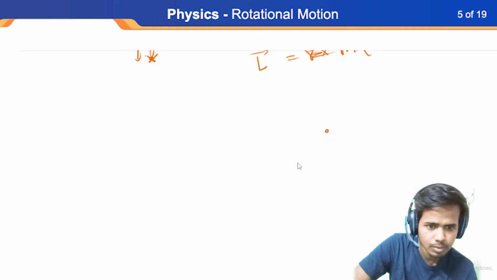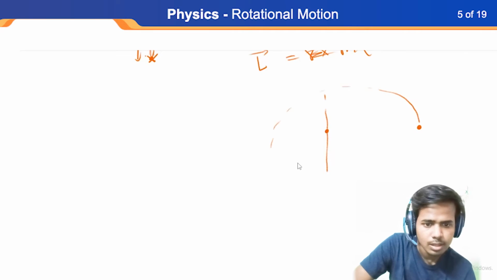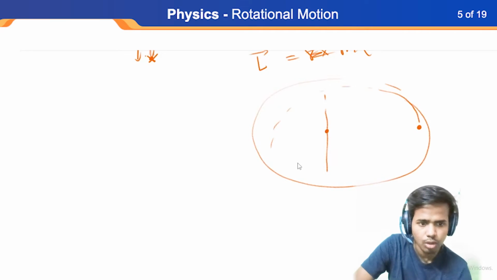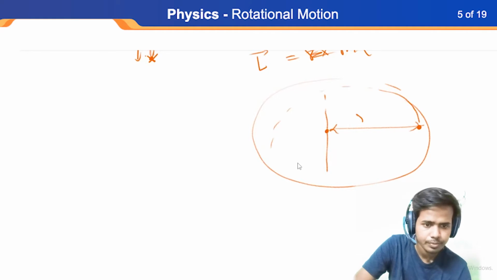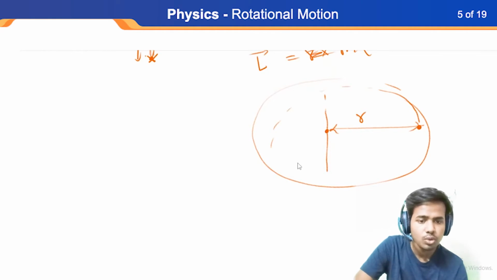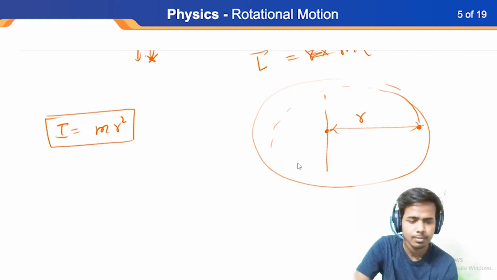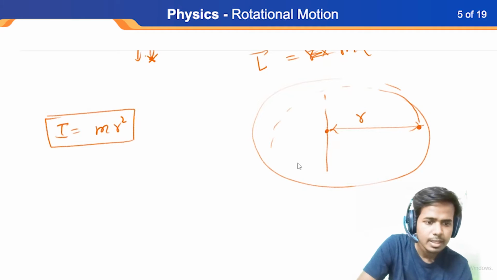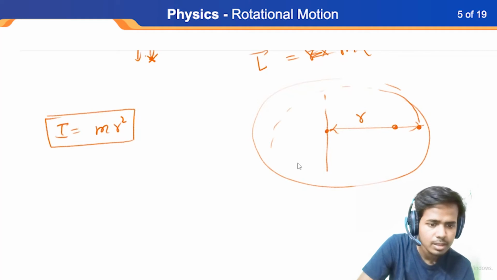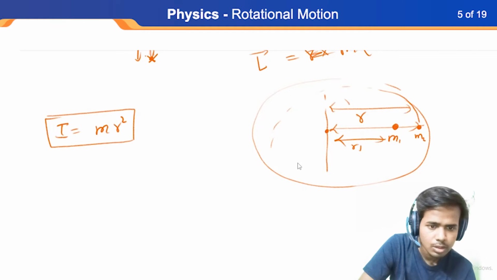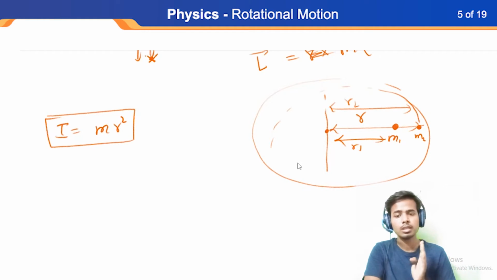Let's say there is this axis of rotation and there is a particle moving in a circular orbit having some radius r from the axis of rotation. Then of course, we defined moment of inertia as I equals m r square for one particle system, as simple as that. But let's say there are two particles, m1 and m2, having radii r1 and r2, right?